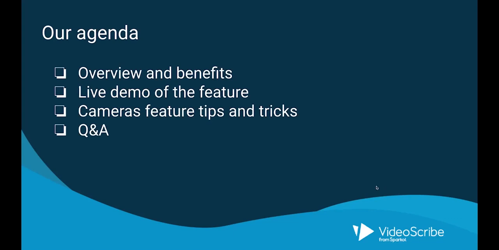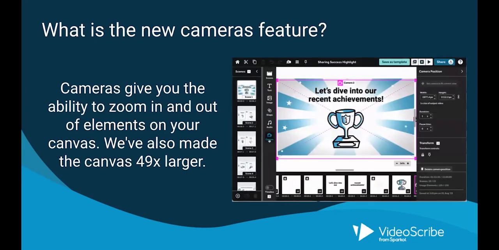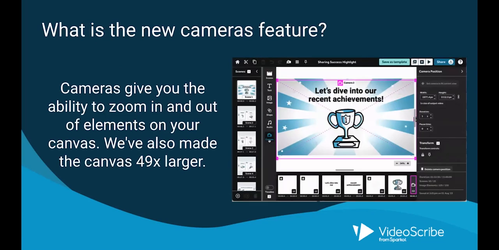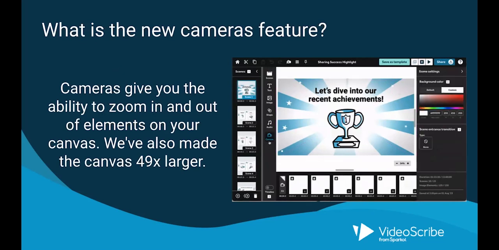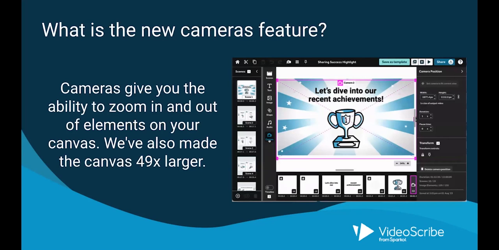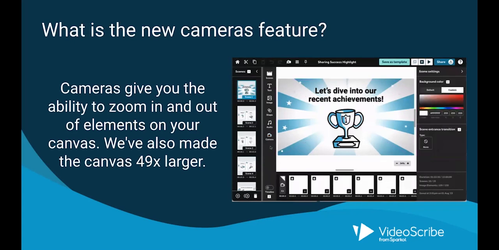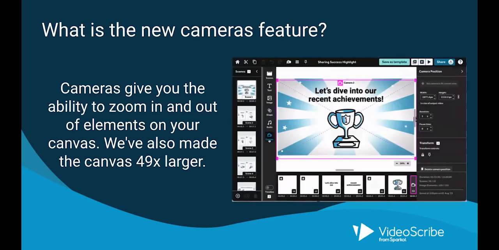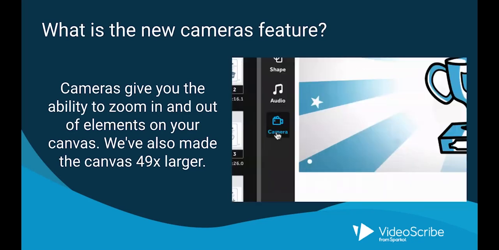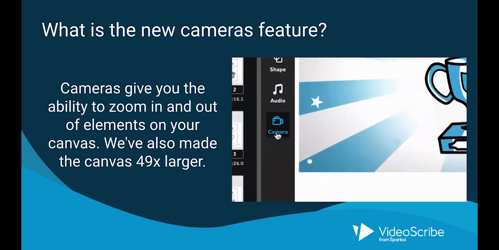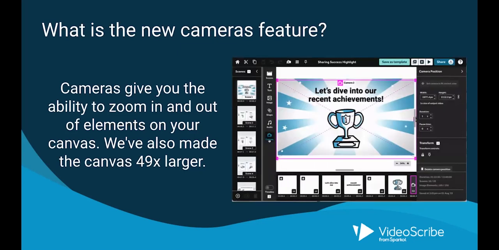So to start off, we're going to go over what the cameras feature is. In a nutshell, cameras gives you the ability to zoom in and out of elements on your canvas. We've also given you a larger canvas to work with, which gives you more space to pan around and more space to add elements such as images. So you just have a lot more room to play with. Chris, in the demo, will show us the extended canvas in more detail, how much bigger it's been made and what the benefits of that are.